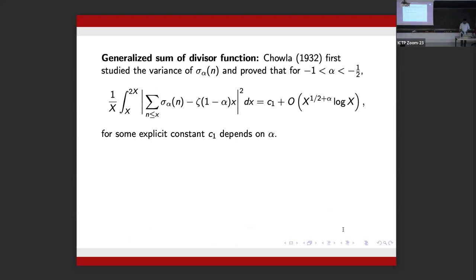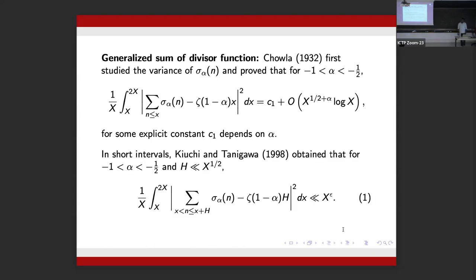The third application is the generalized divisor function case. It was Chowla in 1932 who proved that if you take alpha belonging to minus 1 to minus half, in this case he estimated the global mean value, which is some asymptotic constant times some error term. But in 1998, Ivić and Tanigawa actually considered the short average. They showed that this variance in a short interval is actually less than x to the power epsilon. So here h is up to x to the power half. They were able to show this.